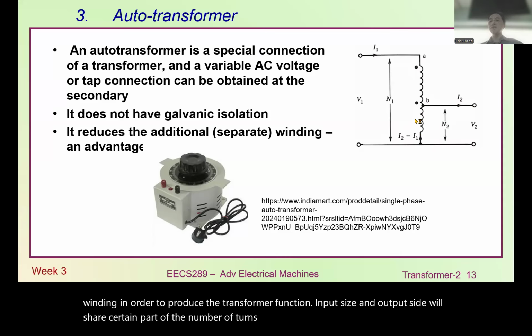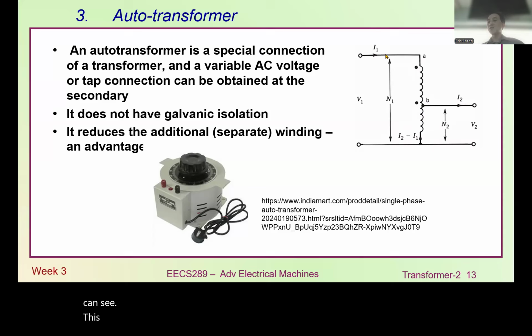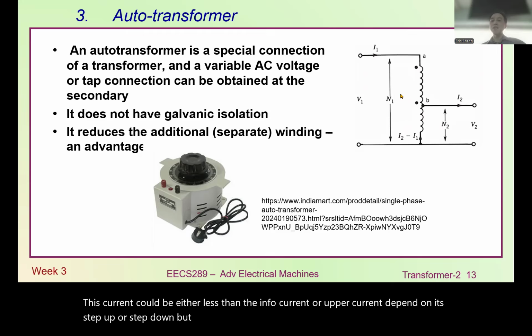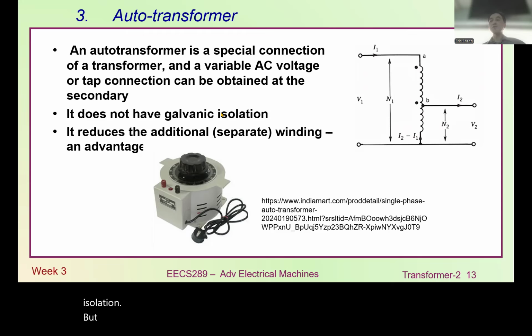So we also see that in here, the current, by Kirchhoff's law, will be equal to the I1 and I2 difference. So in that case, you can see that this current could be either less than the input current or output current, depending on whether it is step up or step down. But the thing is, because we're only using copper wire without any isolation, there won't be any galvanic isolation. But this transformer is simple, easy to do, only looks like one inductor to make up the transformation.